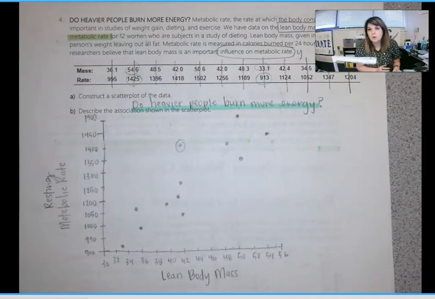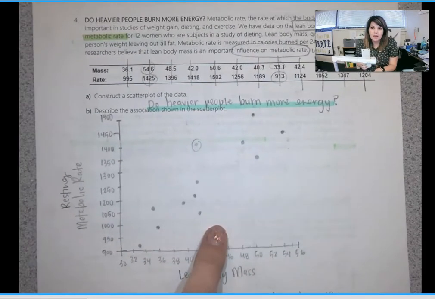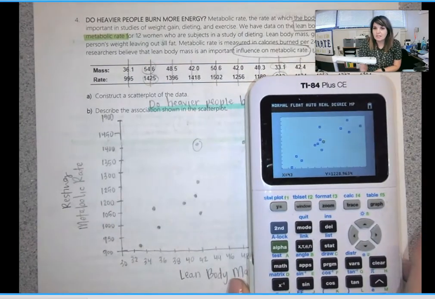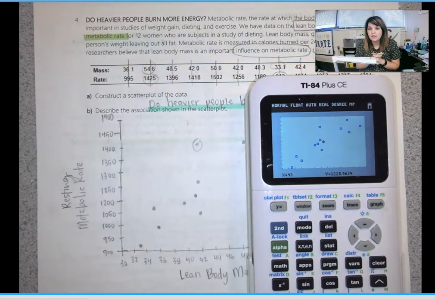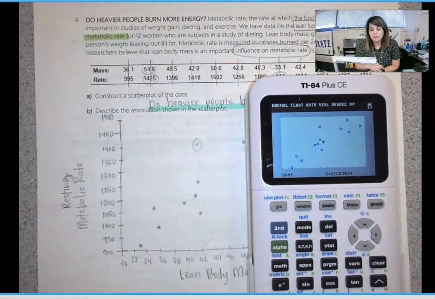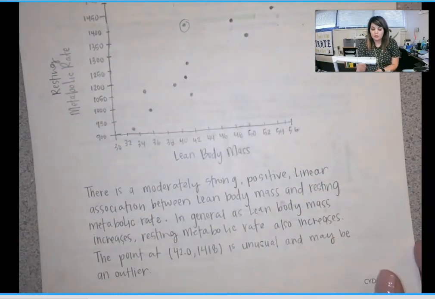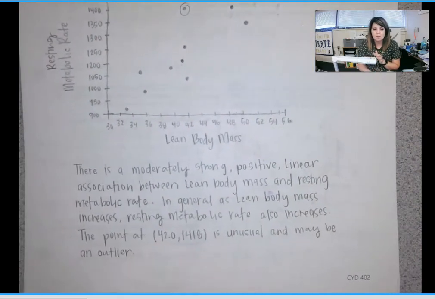I had to graph this one in my calculator to help me answer this question. So this is what mine looks like by hand. But then this is what it looks like on my calculator. And this helped me make decisions for how I would describe this association. So I have that this is a moderately strong positive linear association between lean body mass and resting metabolic rate. In general, as lean body mass increases, resting metabolic rate also increases.